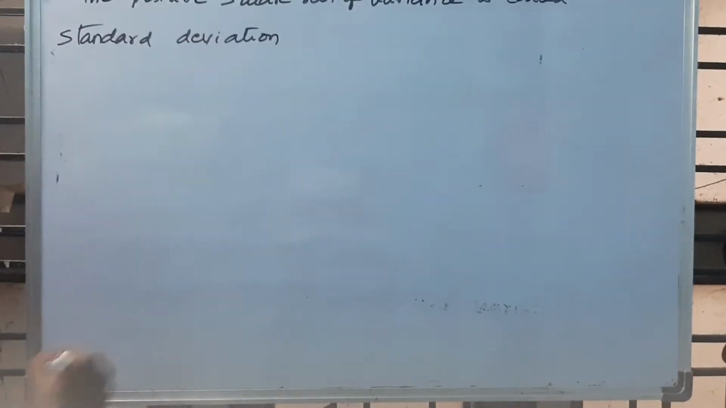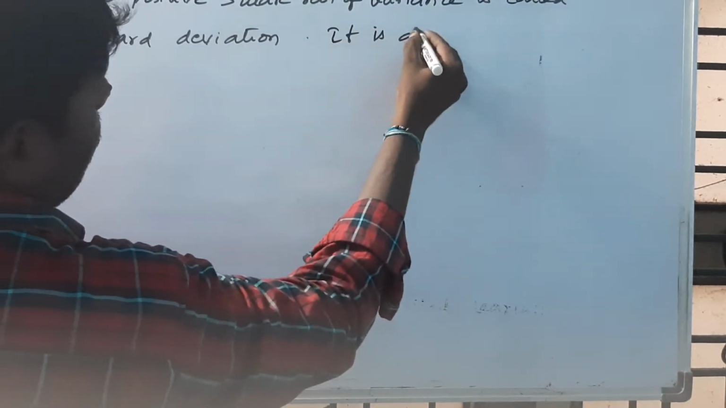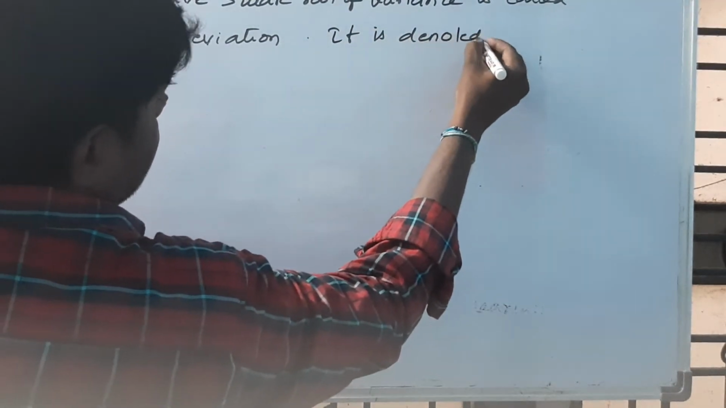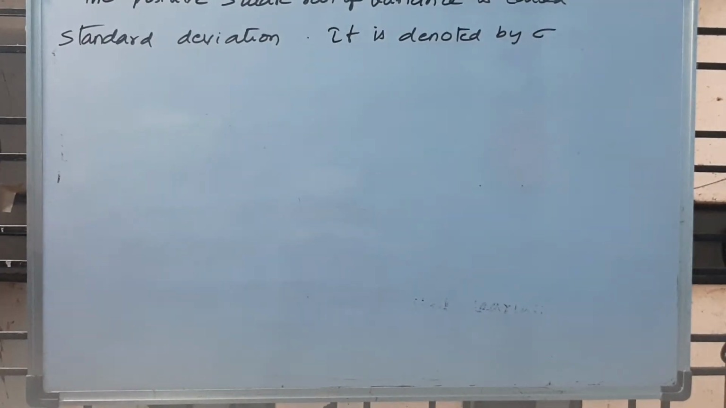It is denoted by sigma. This is about the standard deviation. So the mean of the random variable, we already learned the formula. Next, the standard deviation formula. Standard deviation is nothing but the square root of the variance, and we already got the variance formula.